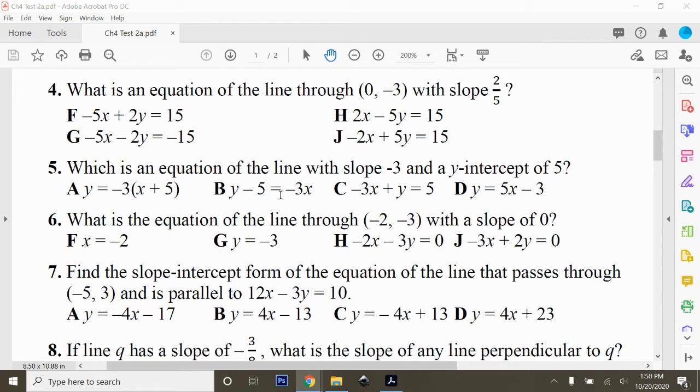4. What is an equation of a line through the point (0, negative 3) with a slope of 2/5? F, negative 5x plus 2y equals 15. G, negative 5x minus 2y equals negative 15. H, 2x minus 5y equals negative 15. Or J, negative 2x plus 5y equals 15.